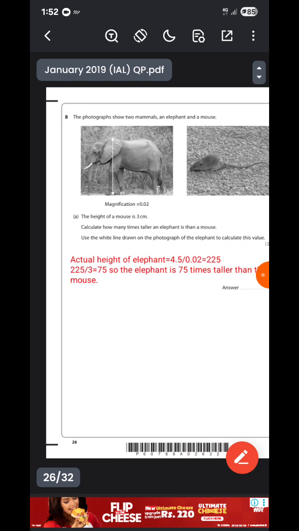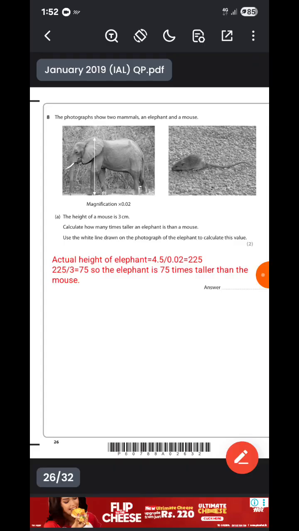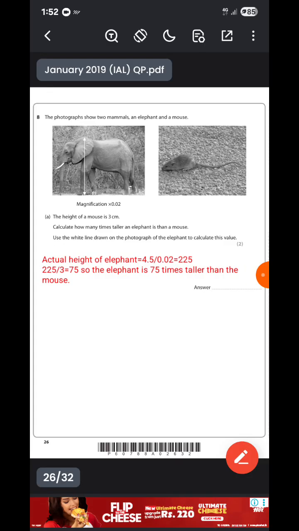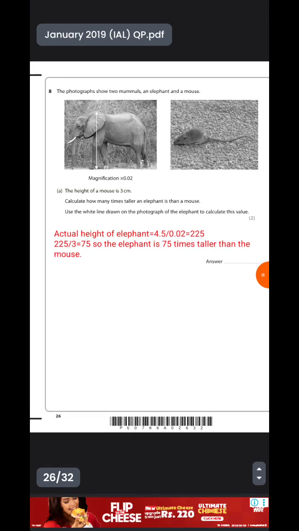Okay. Then question number 8, last question. The photograph shows two mammals, an elephant and a mouse. Part A. The height of a mouse is 3 centimeters. Calculate how many times taller an elephant is than a mouse. Use the white line drawn on the photograph of the elephant to calculate this value.